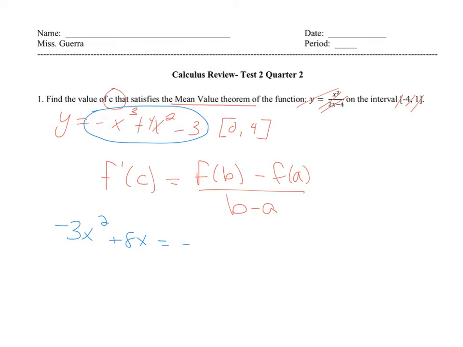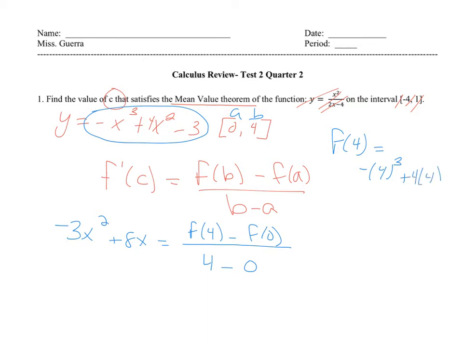And then what I'm going to do is I'm going to plug in, this is a and this is b, so I'm going to have 4 minus 0 on the bottom, and then I'm going to do f of 4 minus f of 0 on the top. So I'm going to have to plug in to the function to get those values. So f of 4, what I'm going to do is I'm going to plug in 4 into the function. So it'll be negative 4 cubed plus 4 times 4 squared minus 3.